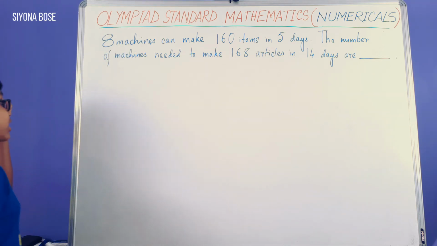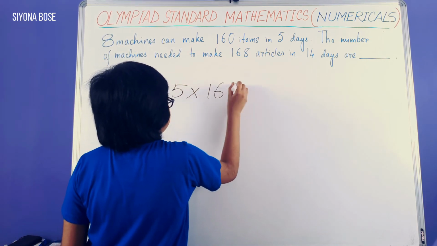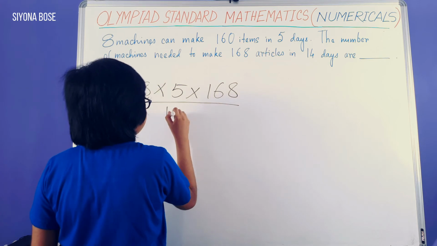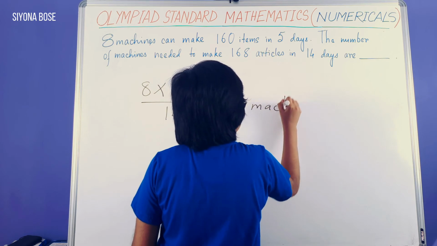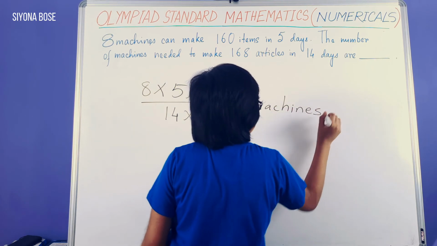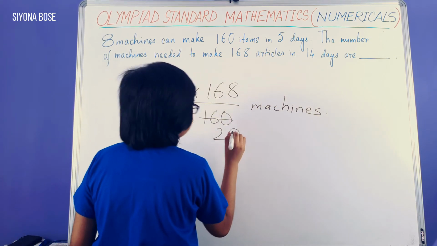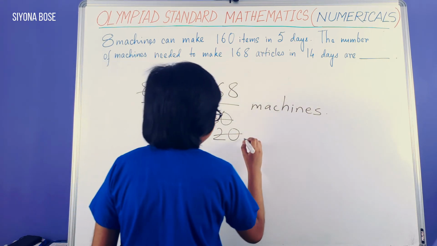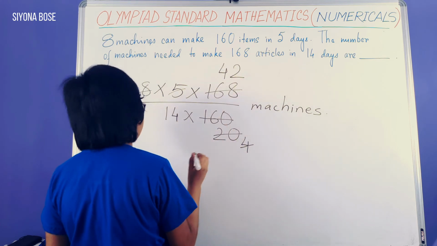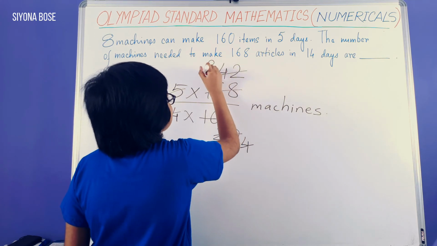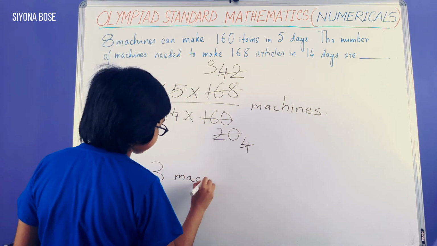So our expression was 8 into 5 into 168 by 14 into 160. Machines. Okay, first we need to cancel 8 and 160 to get 20 here. Then 5 and 20 get canceled to get 4. Then 4 and 168 get canceled to get 42. And then finally, 14 and 42 get canceled to get 3. So ultimately, our answer is 3 machines.